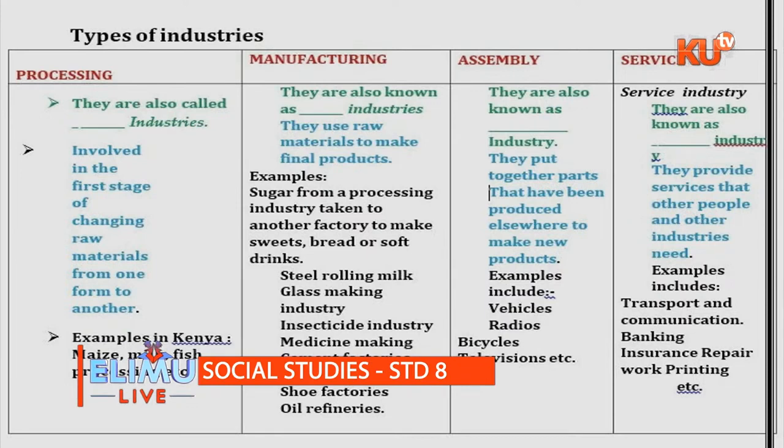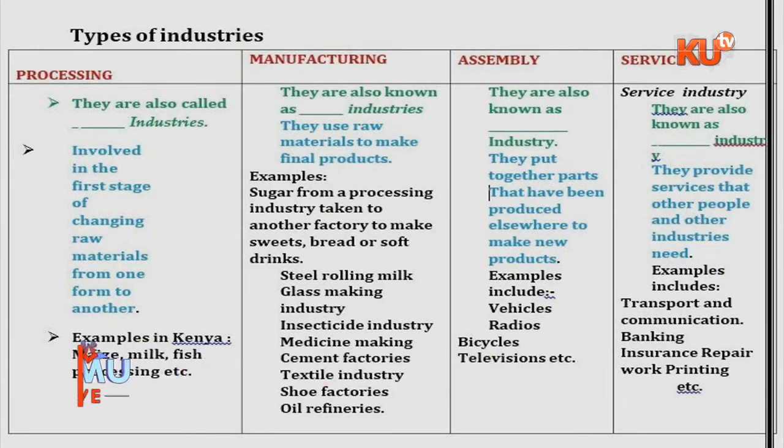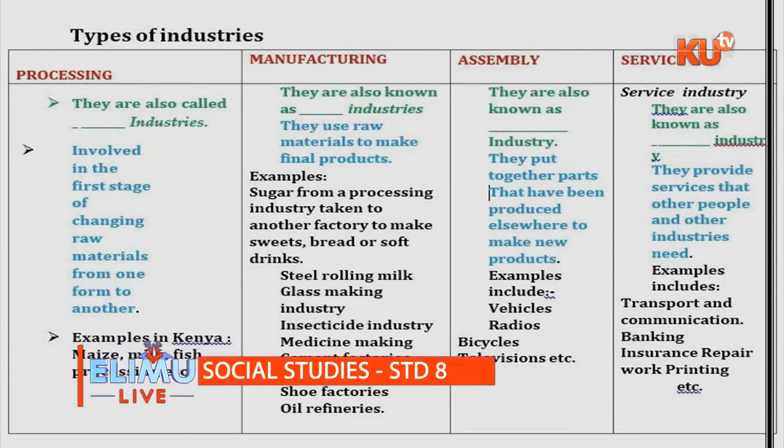Then we also have examples. Manufacturing industries use raw materials to make final products. Then we have assembly industry. They put together parts that have already been produced elsewhere to make products. Then you have examples. Then the service industry provides services that other people and other industries need.